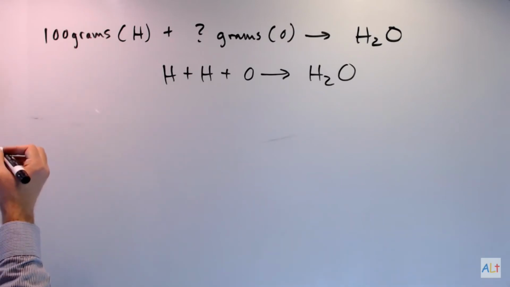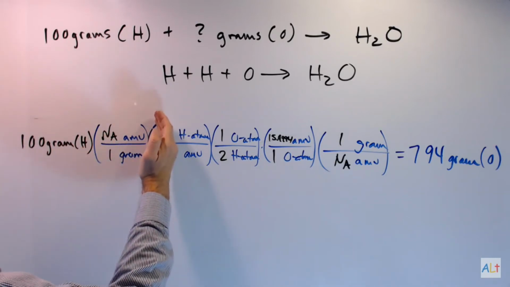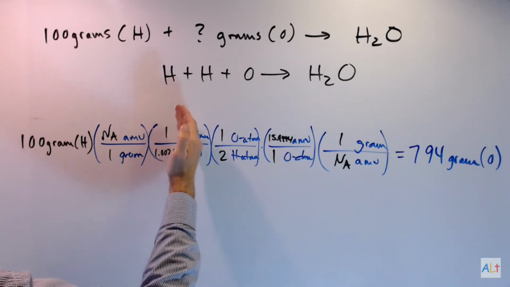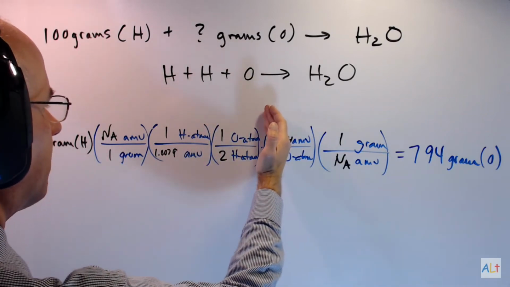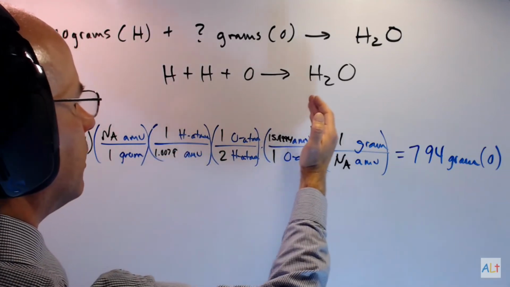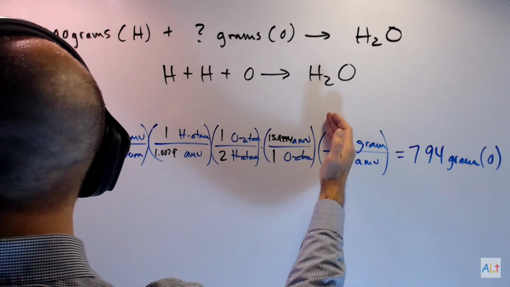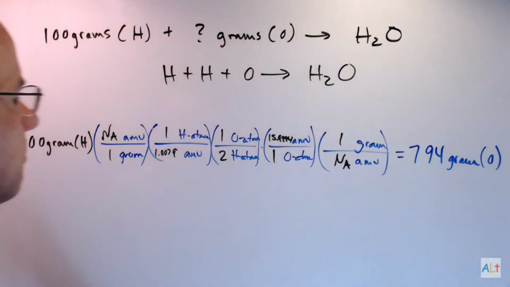So let's start with, you get 794 grams of oxygen. We start with 100 grams of hydrogen. We multiply by this first term to find out how many atomic mass units we have of hydrogen. Then we multiply by this to find out how many hydrogen atoms we've got. Then we multiply by this to find out how many oxygens we want. Half as many oxygens as hydrogens. Now we know how many oxygens. The next term will tell us how many atomic mass units of oxygen we've got. And then finally that will be how many grams of oxygen that we get.